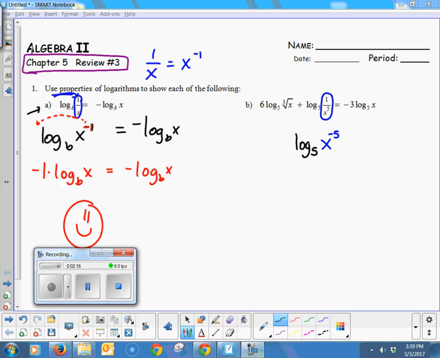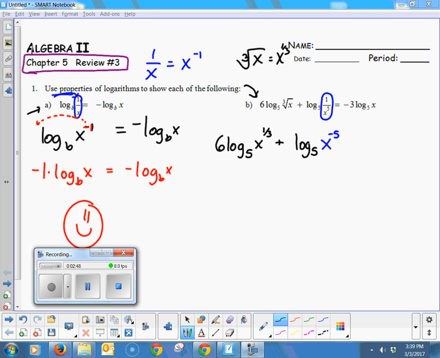All right, let's see. So we rewrote this as log base 5 of x to the negative 5. This part here is looking really scary. This cube root of x. Well, the cube root of x can be written as x to the 1/3. So that's what I'm going to do with that part. So I'm going to rewrite this part as 6 times log base 5 of x to the 1/3.